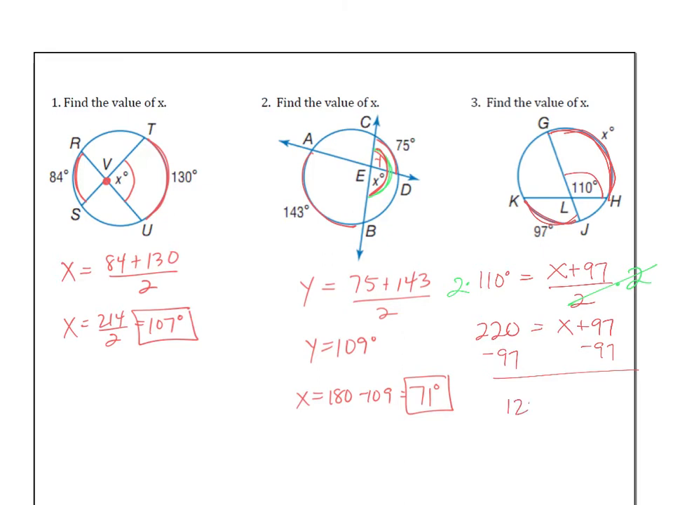And 123 equals x. And that will be degrees because it's the measure of the arc. You could go back and check your answer. If we think about adding 97 and 123 and dividing by 2, we should get 110.